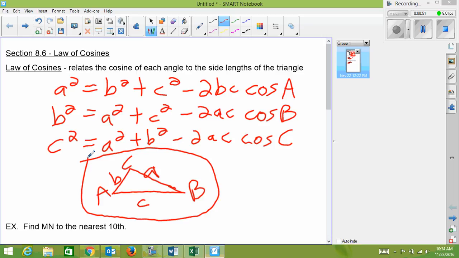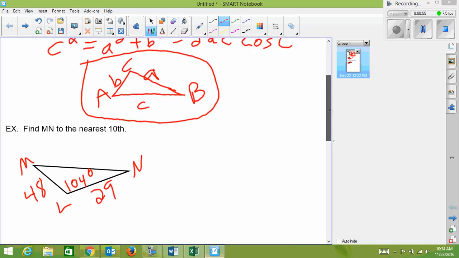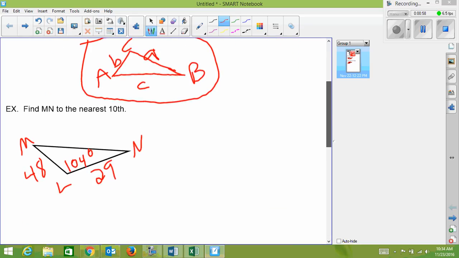And so we're going to use that information to go ahead and solve one of these problems. This one says find MN to the nearest tenth.